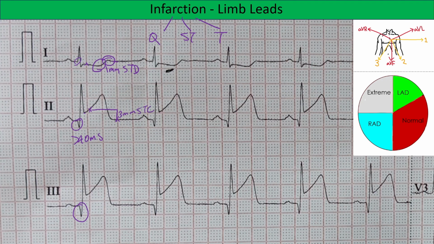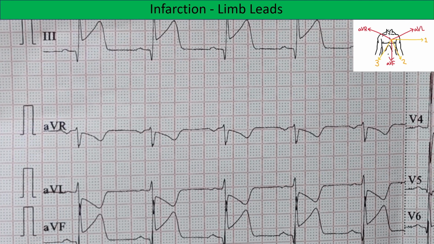In lead 3, the J point is there, and we measure from there. So if we have a look, we see that there's about 4 millimeters of ST elevation in lead 3. Now if you have a look, lead 2 and 3, these are inferior leads. 1 and AVL are lateral. So of course we see that there's ST elevation in the inferior leads, so therefore 1 and AVL, these changes are likely to be reciprocal changes.